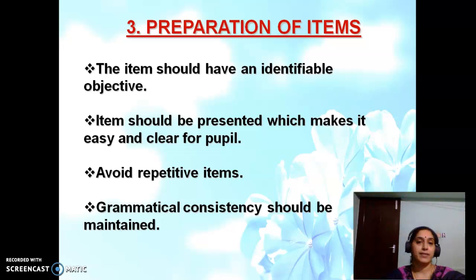The preparation of items. What are the precautions that we have to take into account? The item should have an identifiable objective. Item should be presented in a way that makes it easy and clear. Avoid repetitive items. Grammatical consistency should be maintained.